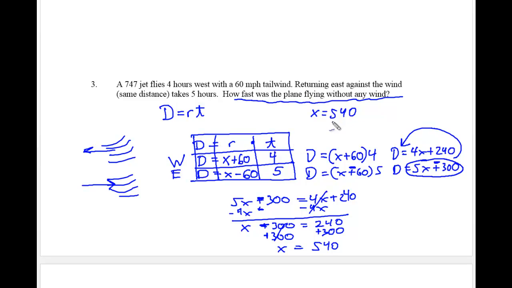And if I really wanted to, I could also find out the distance, like how far was I actually going, by plugging into just one of these two equations. Let's plug it into the top one. If I wanted to find my distance, which isn't asked in the problem, I know it's not asked, but it's just interesting to find out how long the trip was. So take my 540 plus 60, which makes 600. 600 times 4 is 2,400 miles. So that's how long the trip was, and the speed was 540 miles per hour.